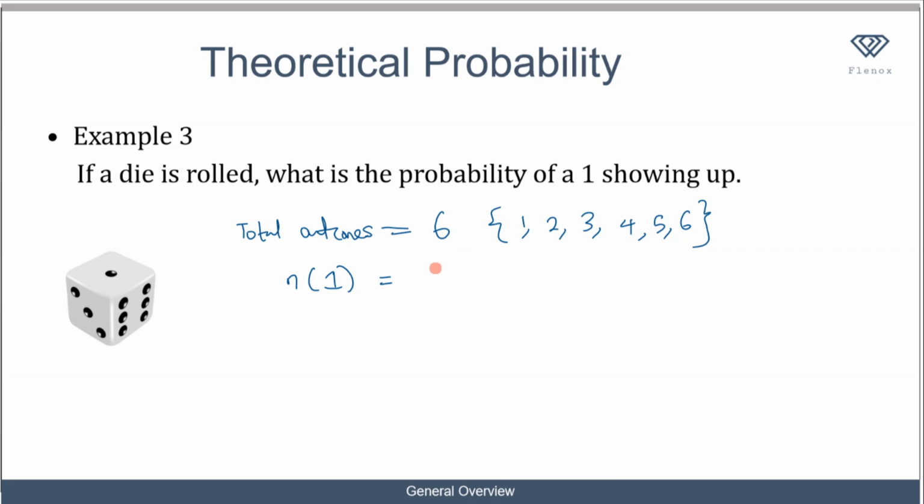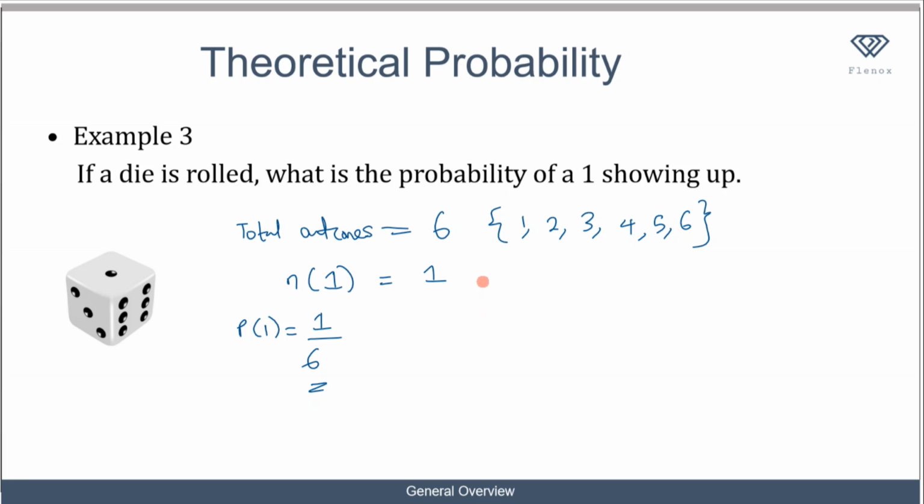So the number of ones that can appear is just one. The probability of having a 1 showing up will be the number of outcomes favorable to 1, which is 1, over the total number of outcomes, which is 6. So the probability of a 1 showing up is 1 over 6. So that is our answer.